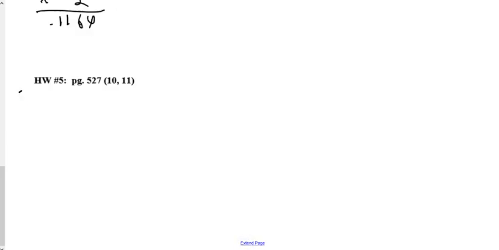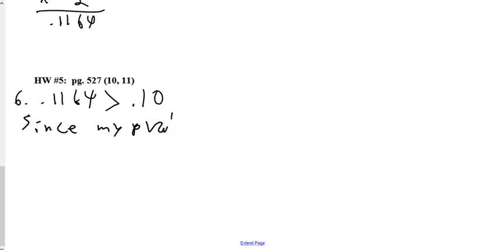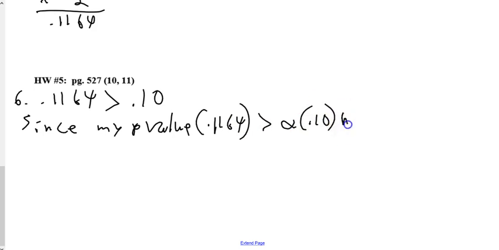Okay, so on to everybody's favorite part. I'm just going to write it down here below this. Number 6. We have 0.1164 as my p-value. My alpha is 0.10. My p-value is larger. It's greater than my alpha. So I just start my sentence. Since my p-value, which is 0.1164, is greater than alpha, which is 0.10, we fail to reject the Ho.